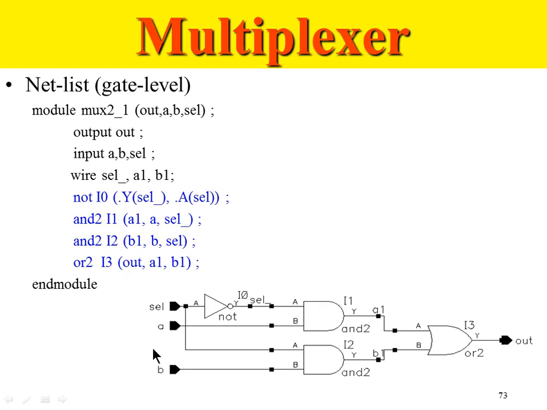So if I apply the appropriate inputs at A, B and select lines, I will get the outputs accordingly. For example, A is 0, let's assume that, and B is 1. So select goes here, and select is 1. So A is 0, B is 1, and select is 1. What should be the output in that case? Can you tell me?